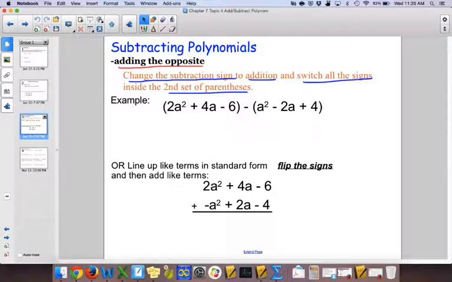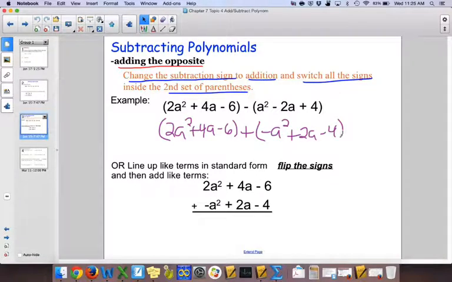So we're going to keep the left hand side the same. This minus will become a plus, so it's going to look like this. 2a squared plus 4a minus 6. This becomes a plus, and then everything in these parentheses changes their sign. So if they start positive, they become negative. If they start negative, they're positive.